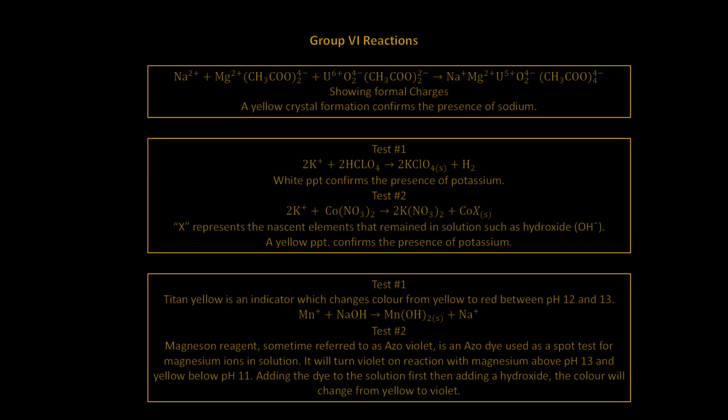To further confirm the results, magneson reagent, sometimes referred to as azo violet, is added prior to the hydroxide. Below pH 11 it will be yellow. Above pH 13 it will turn violet, which does confirm the presence of manganese in the sample.